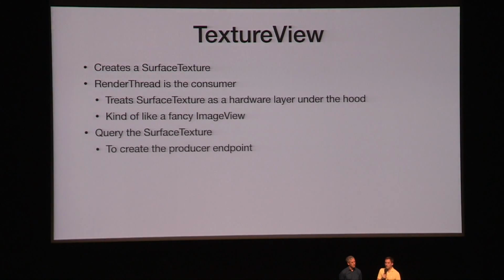So texture view helps you by creating the surface texture on your behalf. The consumer in that case is the render thread that we mentioned earlier. And the surface texture is effectively treated as a hardware layer. So if you call view.setLayerType hardware, there's basically no difference between that and a surface texture as far as the render thread is concerned. And the texture view is pretty much a fancy image view. Instead of displaying a bitmap, it's displaying something that's called a surface texture.